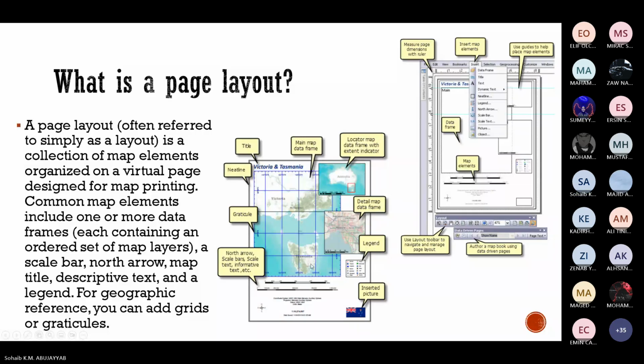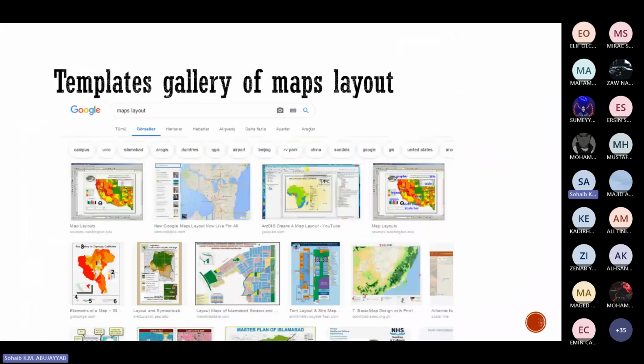What else? In ArcMap, we have the Insert menu. You can insert all of these elements, including the title, extra text, dynamic text from the attribute table, the legend, and all this stuff. If you type map layouts or map design in Google Images, you will find a huge number of templates that you can learn from.